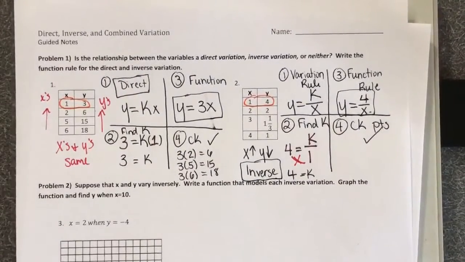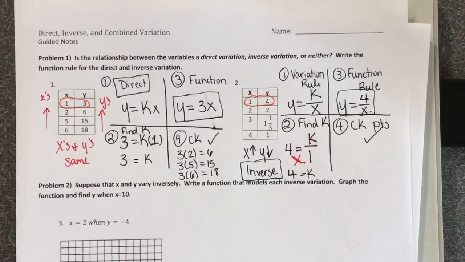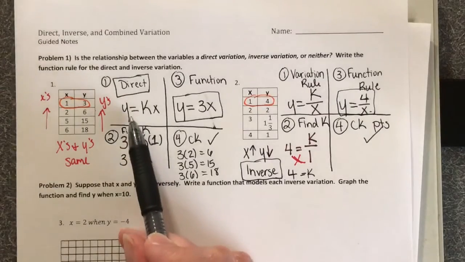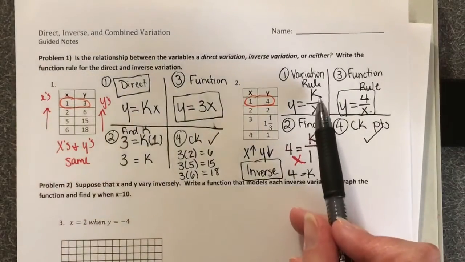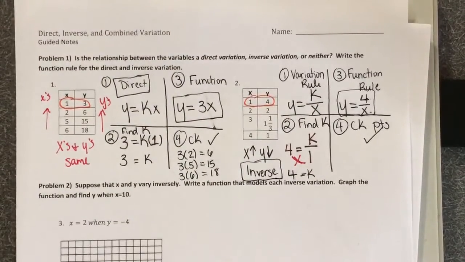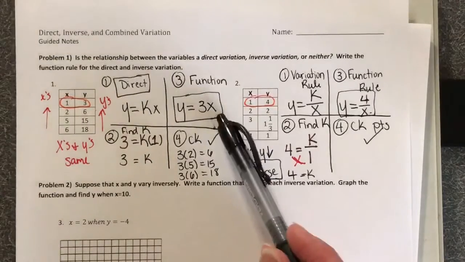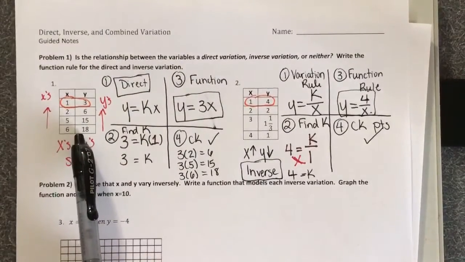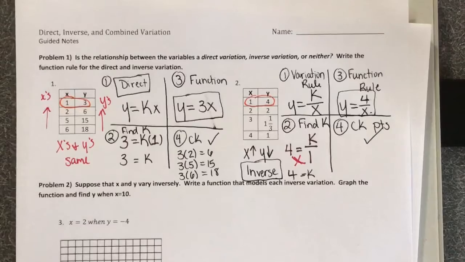Okay, so keep in mind the things that I told you. For direct and inverse variation, remember you're never going to have any addition or subtraction. It's always going to be multiplication or division. Remember, direct is y equals kx. Inverse is y equals k over x. And also remember the ways that we represent a function. There are 3 ways: your function rule, your table of values, and a graph.